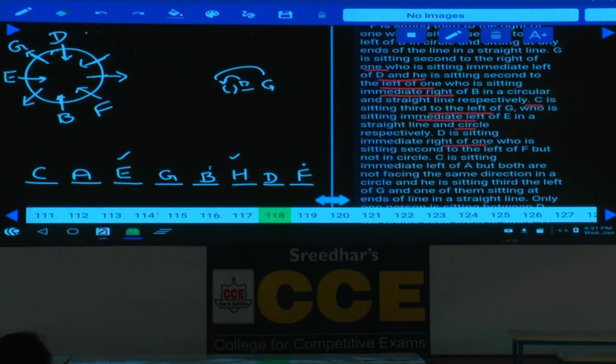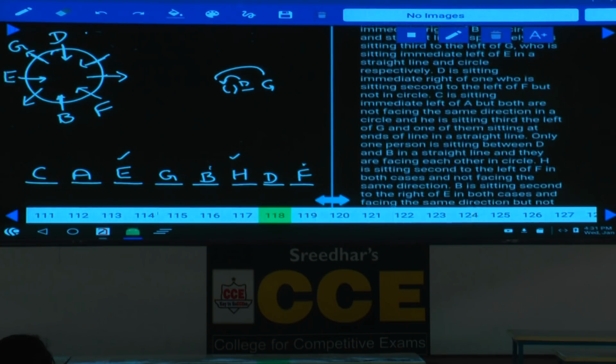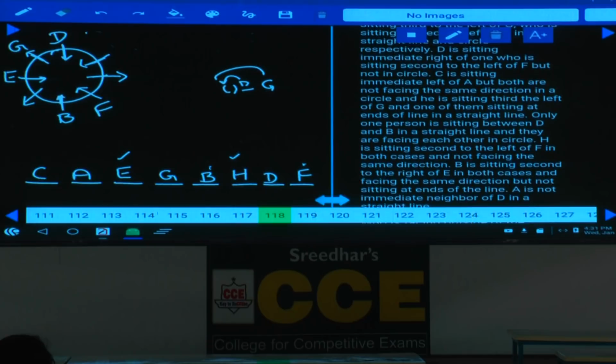And D is to the immediate right of the one who is seated second to the left of F. And C is to the immediate left of A, but both are not facing the same direction in a circle. C is to the immediate left of A. And who is the other person left over here? H is the person left.